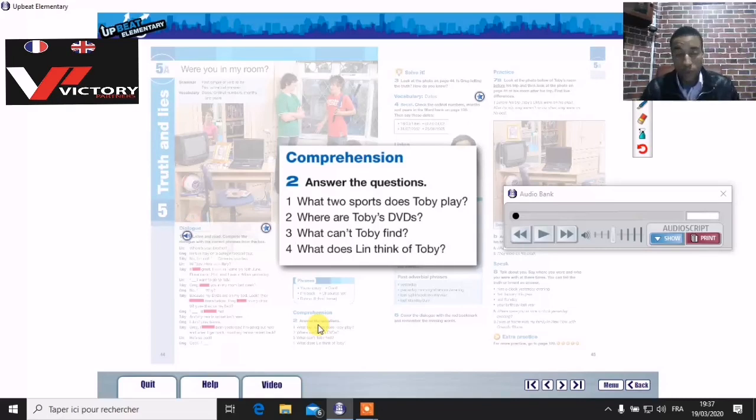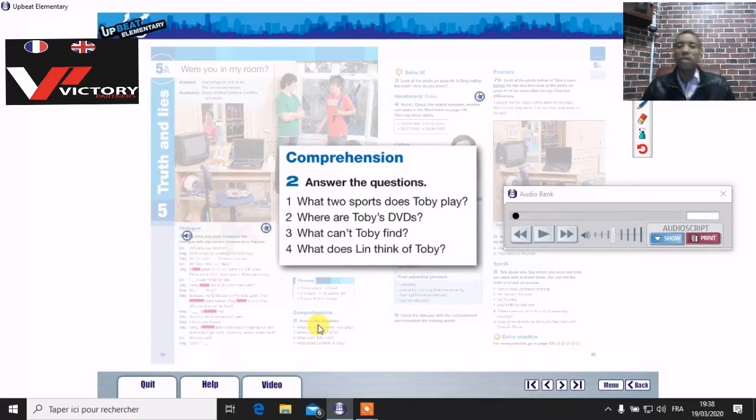So the sports that Toby plays are what? Football and tennis, right? Number 2, where are Toby's DVDs? Can you see them in the picture and in the dialogue? Of course, they are on his bed.